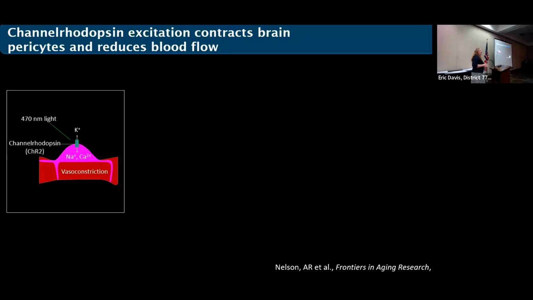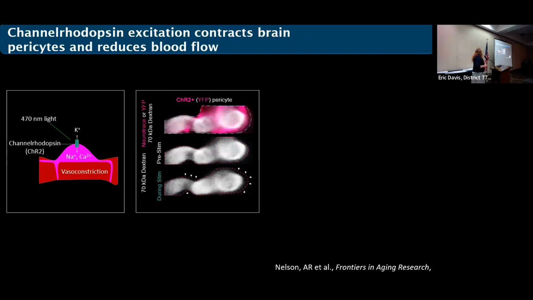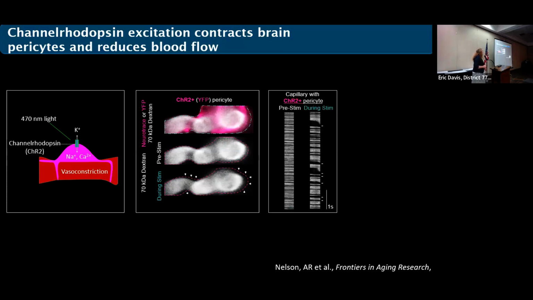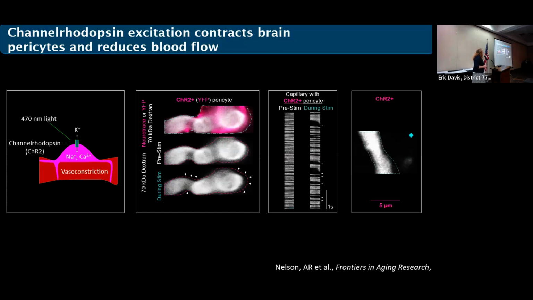So at the time, it had been debated: are these cells involved in contraction and blood flow or not? And so this is data from that paper. The pink thing again here is a pericyte. The white is the blood vessel underlying it. And what you can appreciate from this video is when we stimulate those cells with light, it causes a reduction of blood flow. Tiffany, can you play this one?